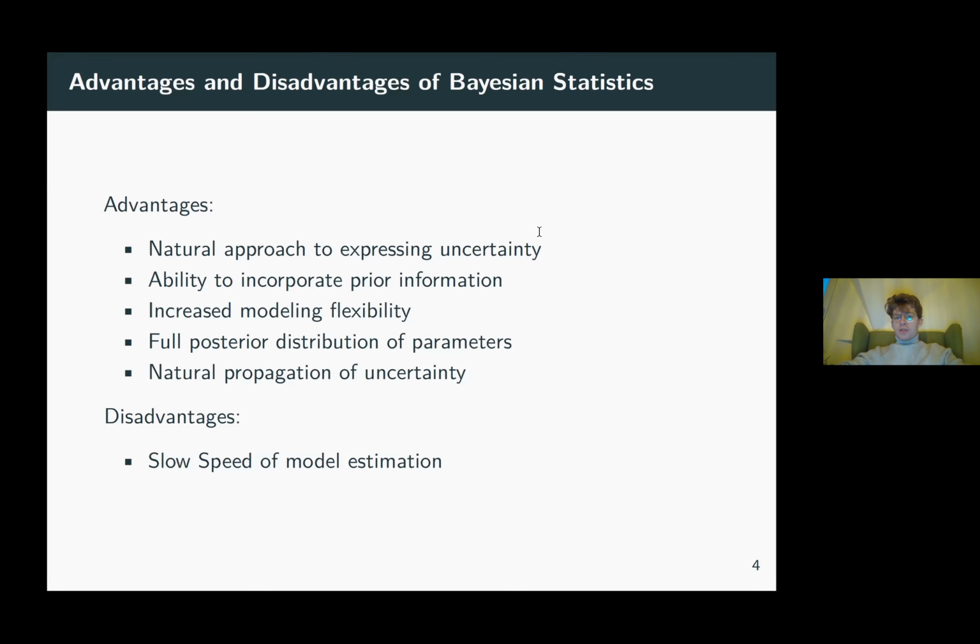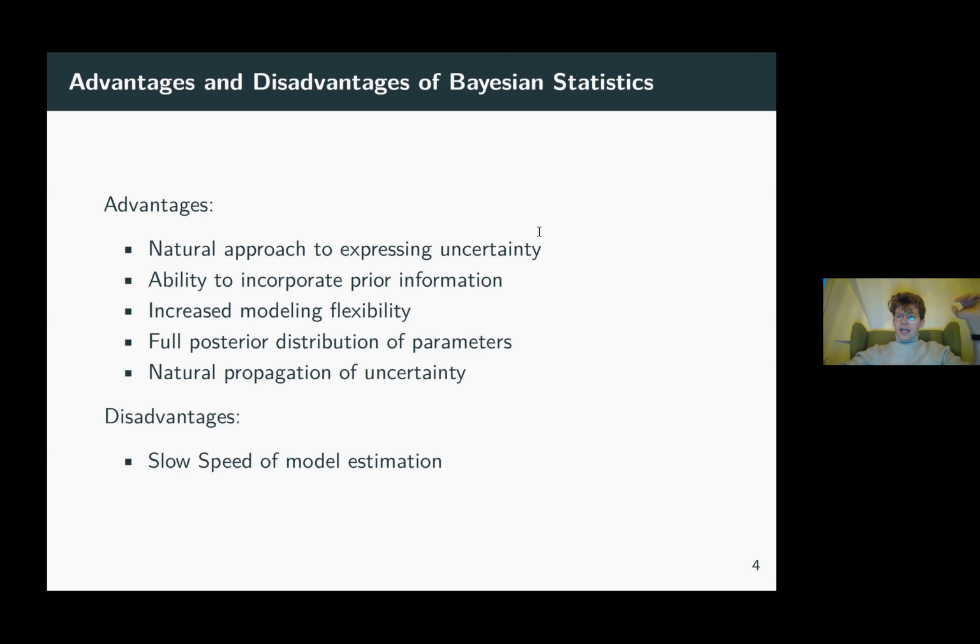We have an increased modeling flexibility. That is, we are able to specify and fit much more complicated models, that is, models with more parameters than would be usually possible with other approaches. We get the full posterior distribution of parameters, that is, we get the full distribution instead of a point estimate and some approximate measure of uncertainty, such as a standard error in classical statistics. So we get more information for our parameters.